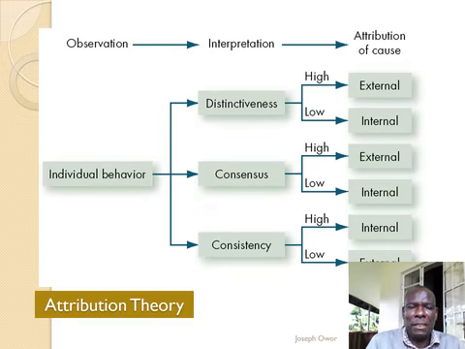So this is the attribution theory in summary. It has elements of distinctiveness. It has elements of consensus. It has elements of consistency. Is the behavior distinctive? I mean, if somebody does something, is that behavior different from the behavior that somebody else would show? Is it attributed to that person or is it general? Because there are things which are distinctive.